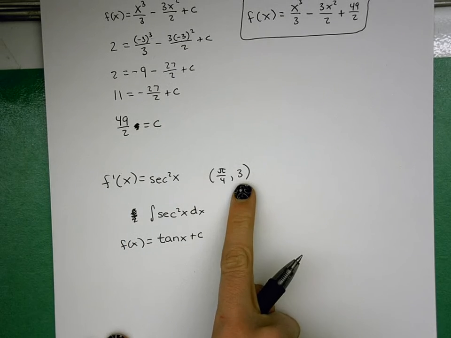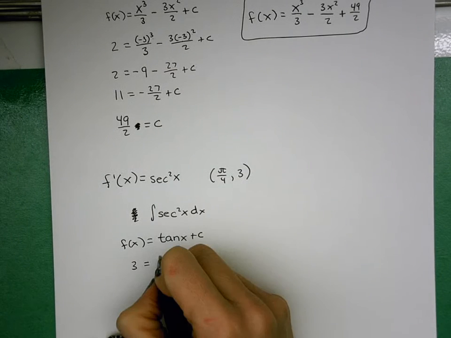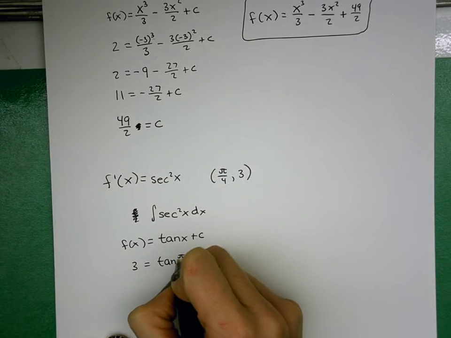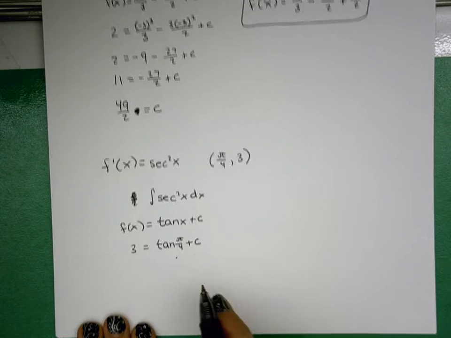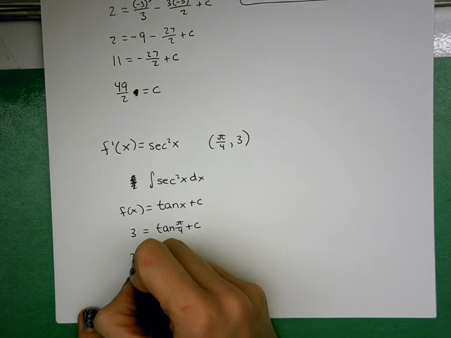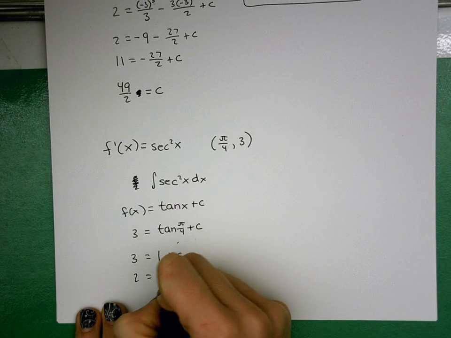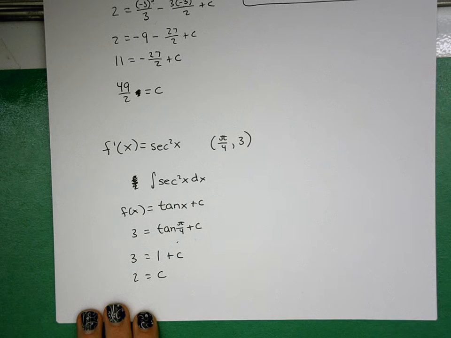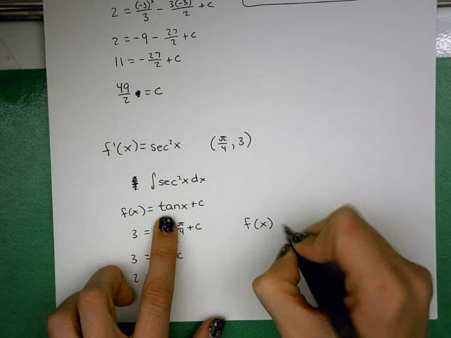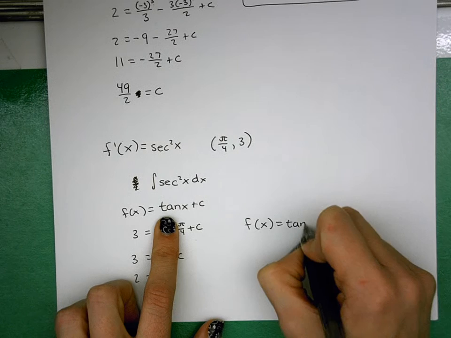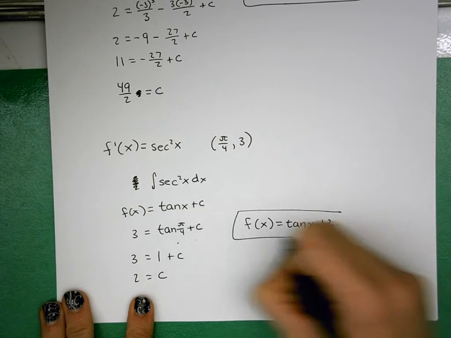To find the particular, I'm going to go ahead and take my y and plug it in. Take my x and plug it in. Okay, well, tangent of pi over 4 is 1. Subtracting the 1 over, we get c is 2. And then I'm going to go ahead and take that and plug it back in. So my particular solution is tangent x plus my c, which is 2.